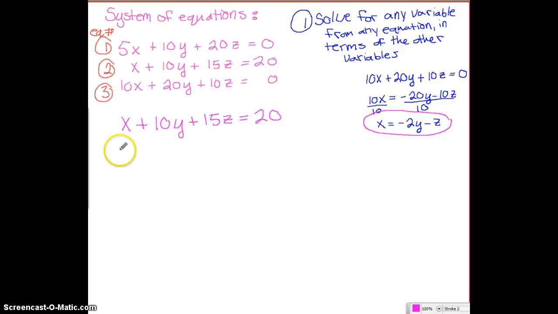Now I'm going to place in what x is equal to. So I have negative 2y minus z. Now you want to keep parentheses around this just in case there is another variable out in front multiplying into these parentheses. Later on we can get rid of them because in this case we don't have anything out there. Now I'm going to solve for either y or z. It doesn't really matter which one we solve for.